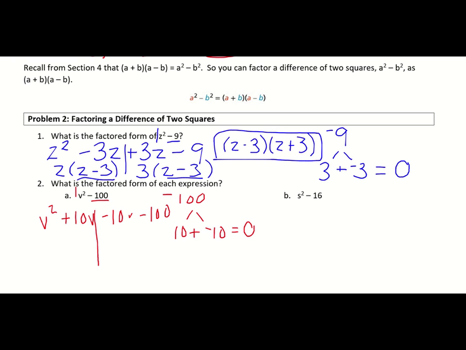Split it into two binomials and factor by GCF. Negative 10 is coming out on the other side to leave me with v plus 10. Insides match, which is what I want. So this would factor to v plus 10 and v minus 10.